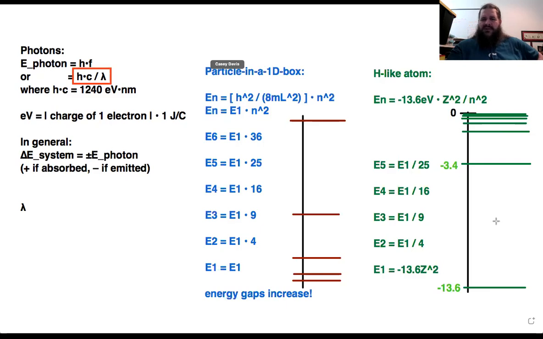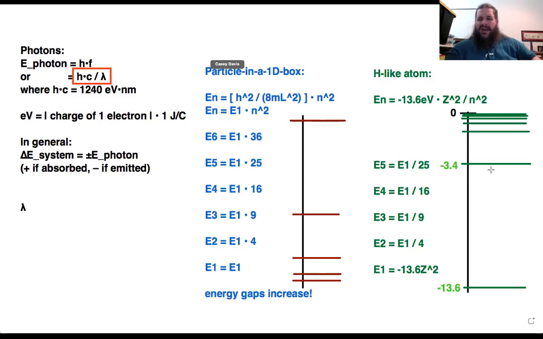So that's one of the biggest differences between these two models. I mean, sure, they use different formulas, but the result of that is small gaps that get bigger versus big gaps that get smaller as you move up the scale. And also in the particle in a box model, there's no limit to these. You can just keep getting higher and higher and higher energies.